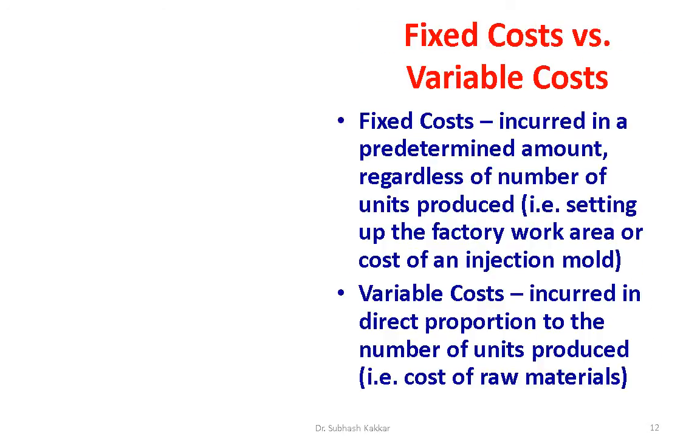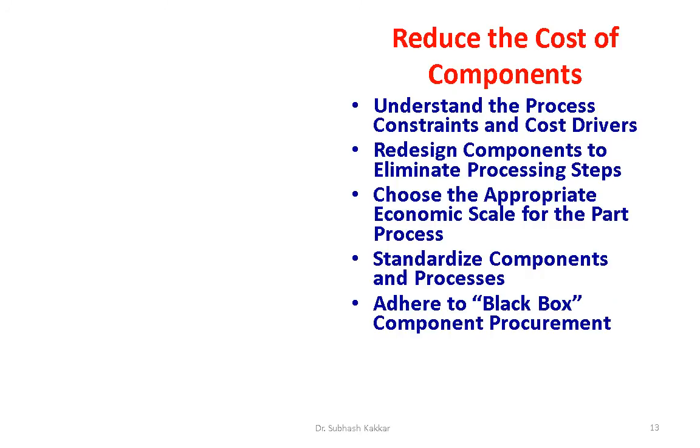Fixed costs versus variable costs. Fixed costs are incurred in a predetermined amount regardless of number of units produced. That is, setting up the factory work area or cost of an injection mold. Variable cost is incurred in direct proportion to the number of units produced, cost of raw materials, etc.